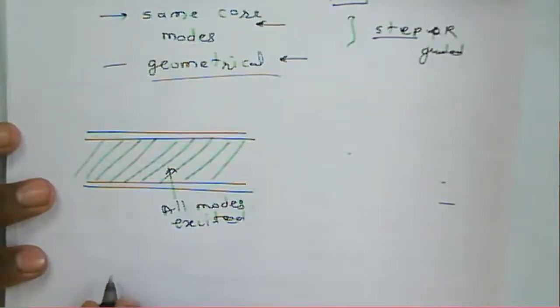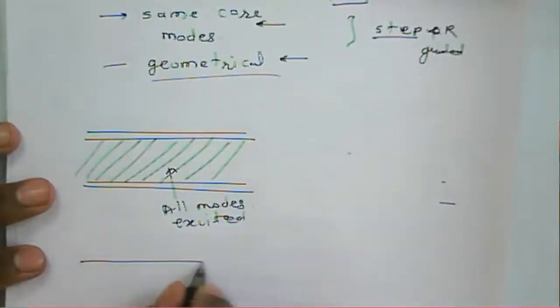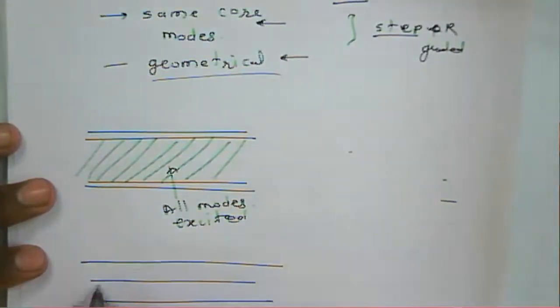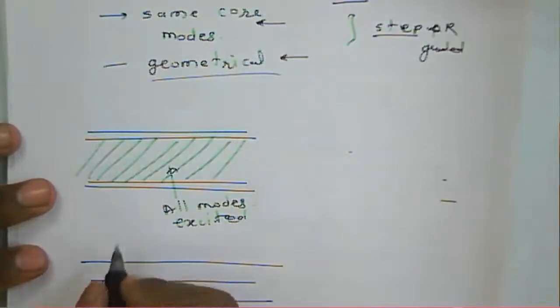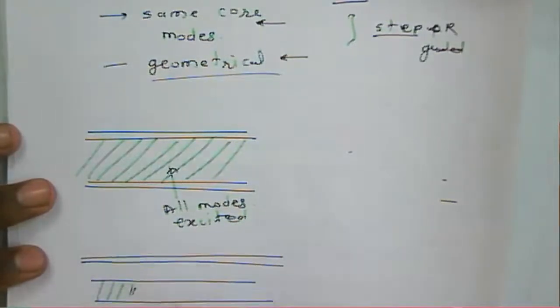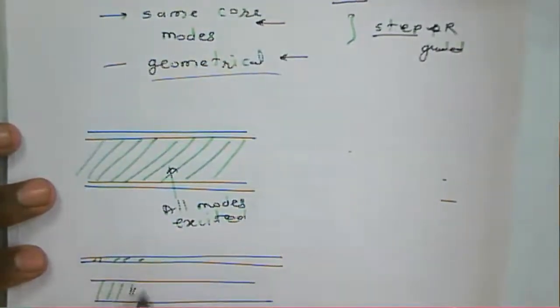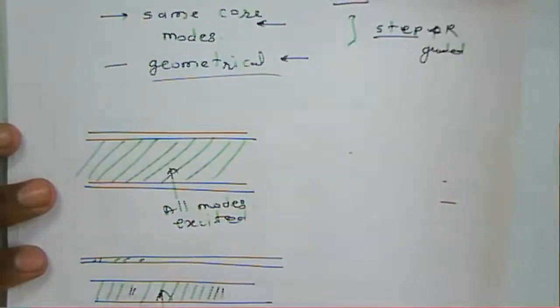And some particular fibers have partially filled or partially propagating modes in the given fiber. Even if this one belongs to the core, this one is the core here, but here we have these propagating modes.